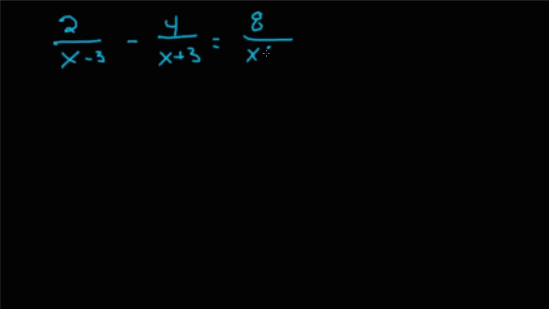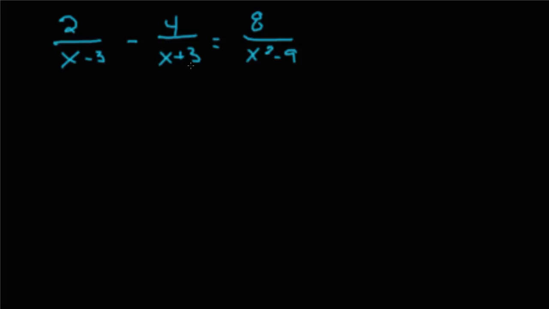So the second problem that we were given is a similar type of thing. 2 over x minus 3 minus 4 over x plus 3 equals 8 over x squared minus 9.